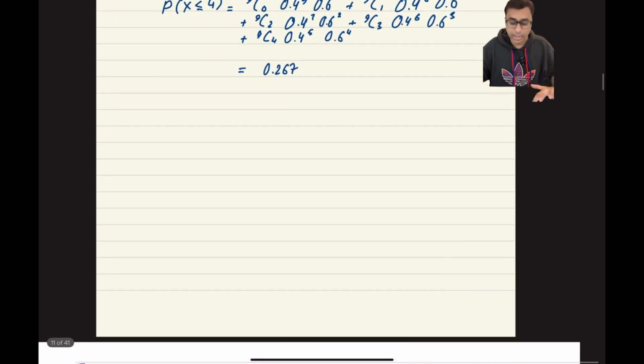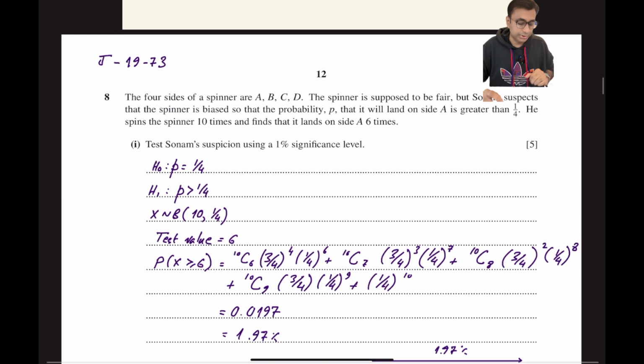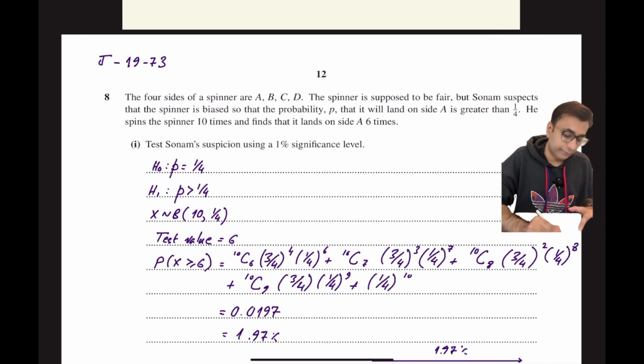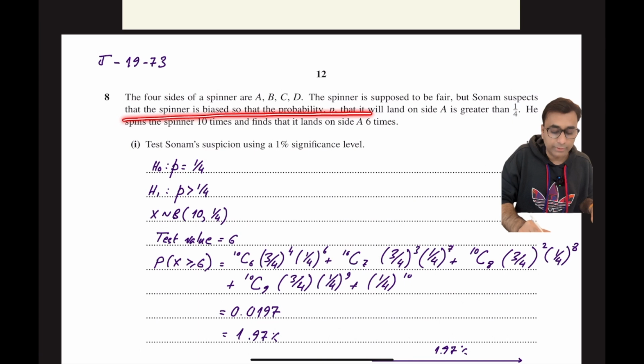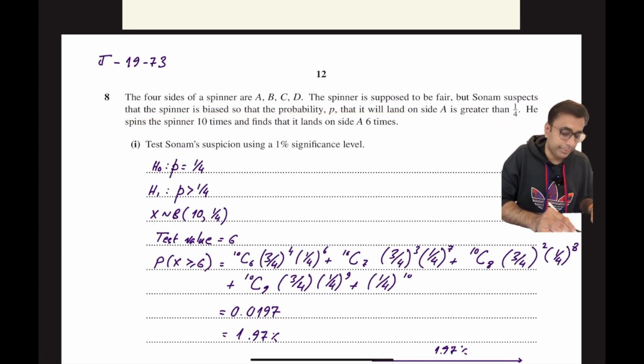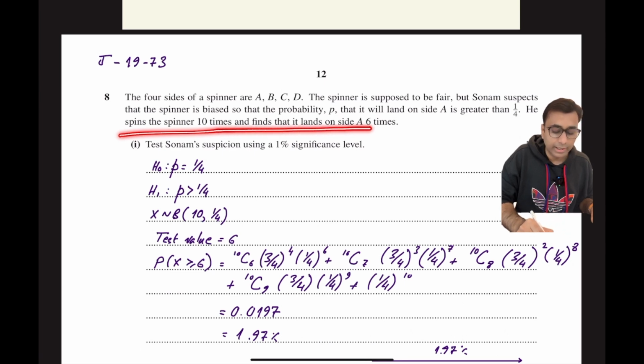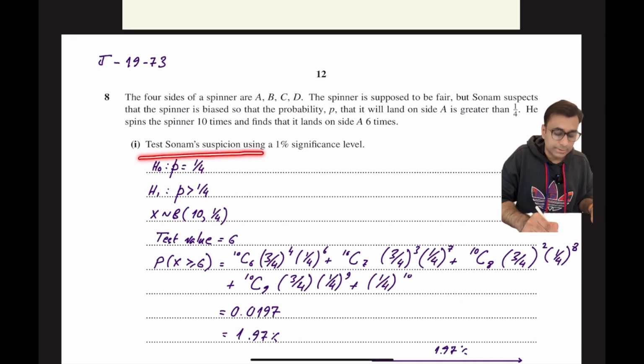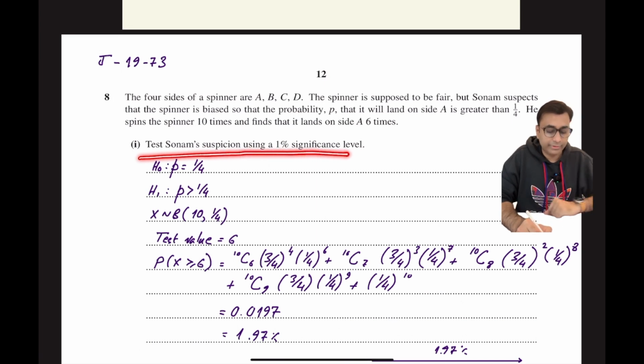Let's have a look at some past paper examples of this. So this is a question taken from June 19, variant 73. It says there are 4 sides of the spinner. The spinner is supposed to be fair, which means that each side will get a probability of 1 upon 4. But Sonam suspects that the spinner is biased, so that the probability p that it will land on side A is greater than 1 over 4. He spins the spinner 10 times and finds that it lands on side A 6 times. Test Sonam's suspicion using a 1% significance level.